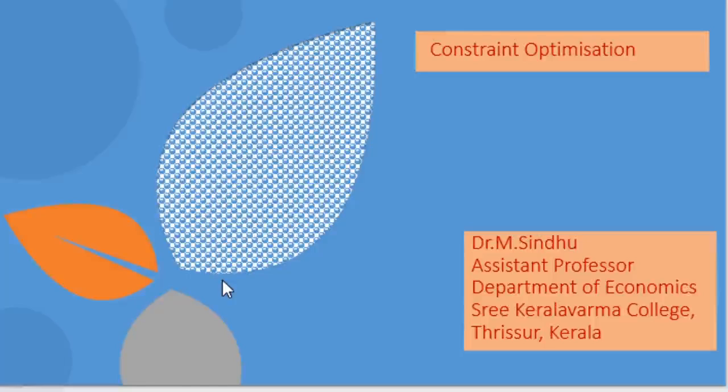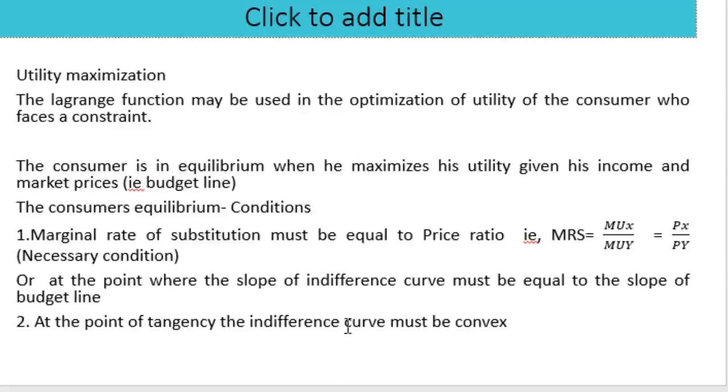In this class, we are going to discuss the derivation of utility maximization using the constraint optimization method. The Lagrange functions can be used in the optimization of utility of the consumer who faces a constraint. We know that the constraint faced by the consumer is his budget, and the consumer is in equilibrium when he maximizes his utility given his income and market prices, or the budget line.